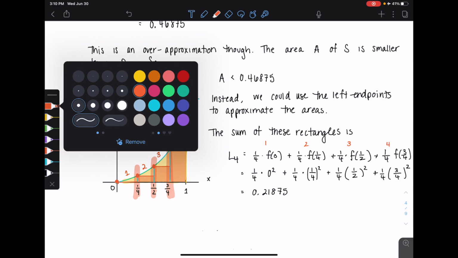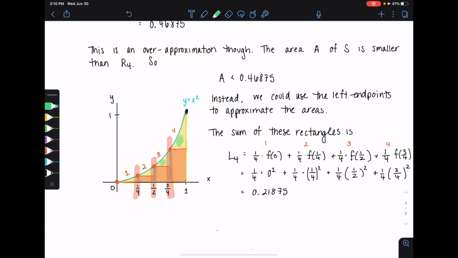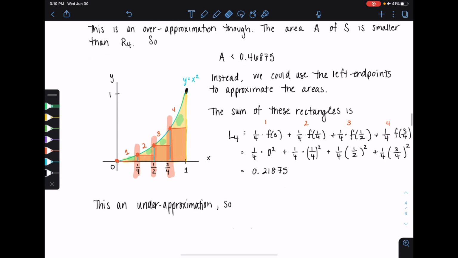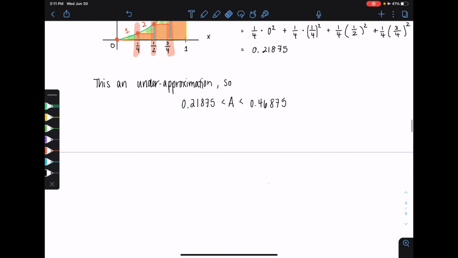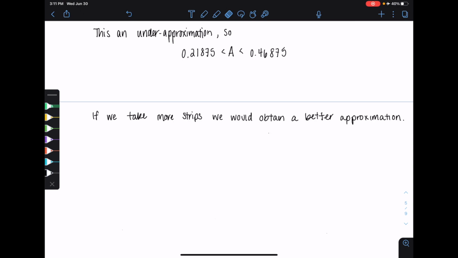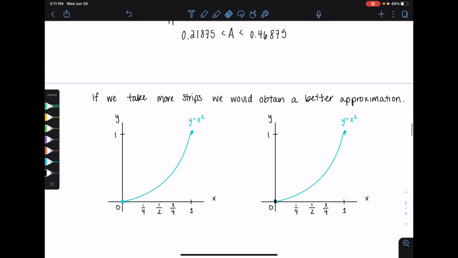And again, you can see now this is an under approximation because I've got this gap between my rectangles and my true area. So it's an under approximation, so my area is definitely bigger than this 0.21875, but I also know it's smaller than 0.46875. Okay? You can really keep doing this process as much as you want. The more strips you take, the better, because you're going to have less of a gap underneath as well.